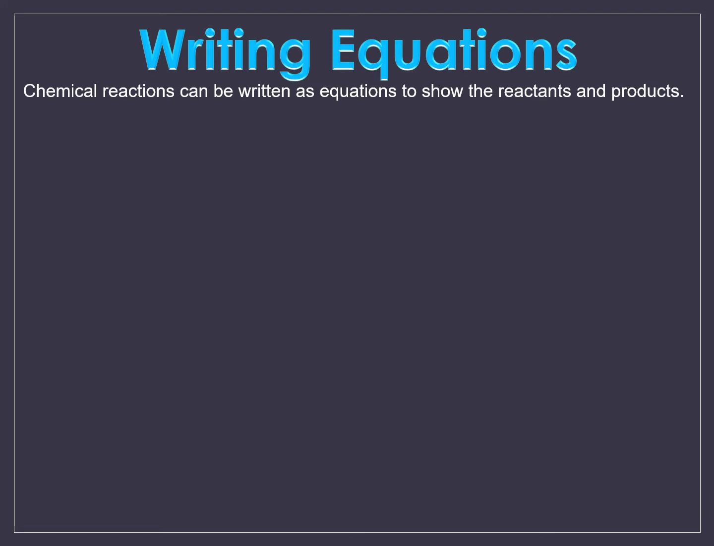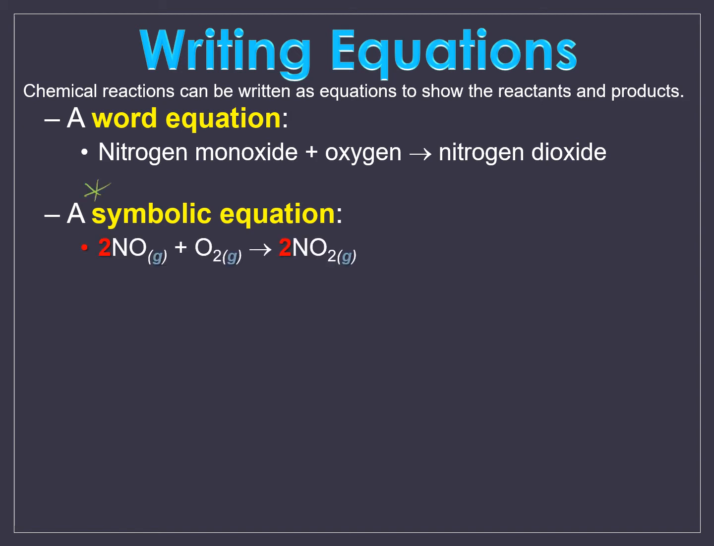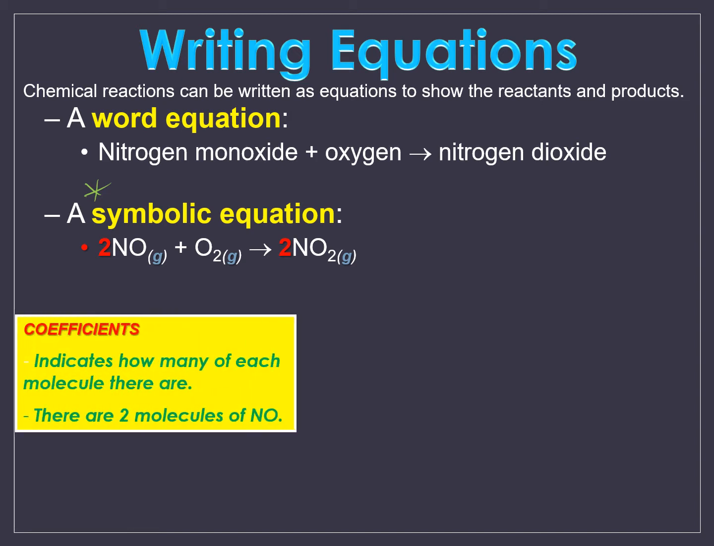Chemical reactions can be written as equations to show the reactants and products. We can use a word equation, like nitrogen monoxide plus oxygen yields nitrogen dioxide, or we can use a symbolic equation. Now we're going to focus most of our efforts on these symbolic equations that use formulas to represent our chemical species or reactive products. On the bottom right-hand side of page 9, you'll see the word coefficient.